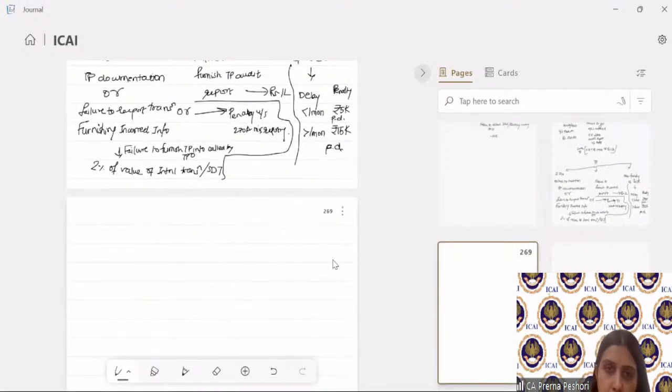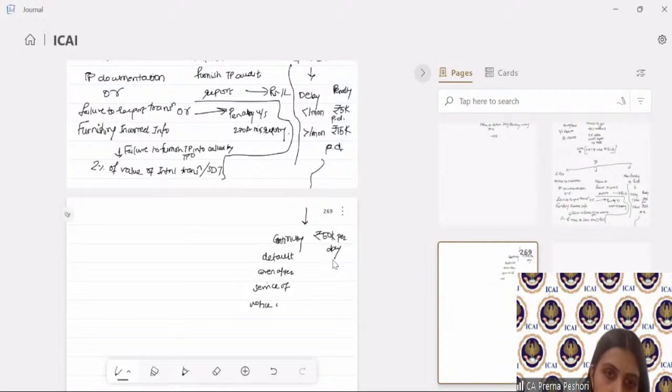So if there is continuing default, then 50K per day, even after service of notice of penalty. Is that clear?